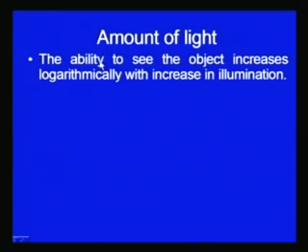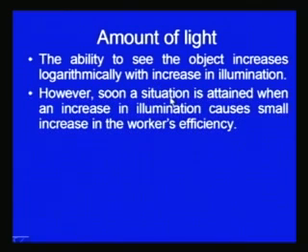Here, the amount of light significantly dictates the way in which the operator will be able to see the object. The ability to see the object increases logarithmically with the increase in illumination. Illumination indicates the amount of light that is present, and its unit is normally given as lux. So if the illumination is increased, the visibility of the object, or the ability to see it, increases, but logarithmically.